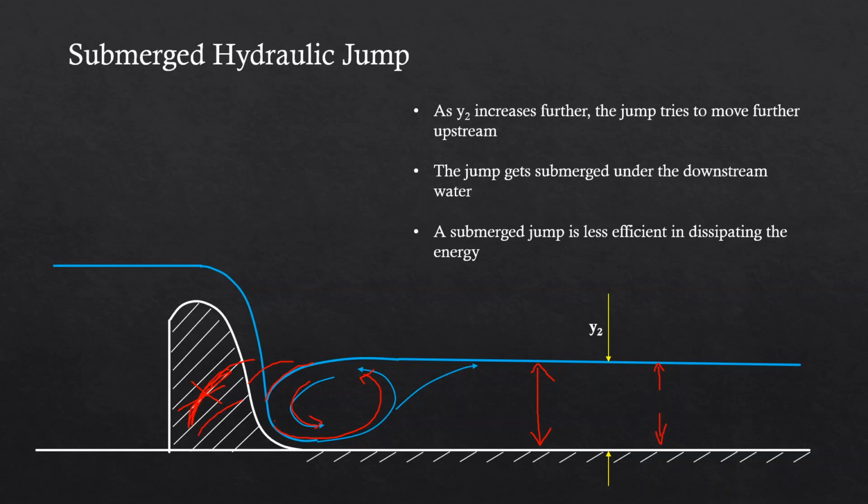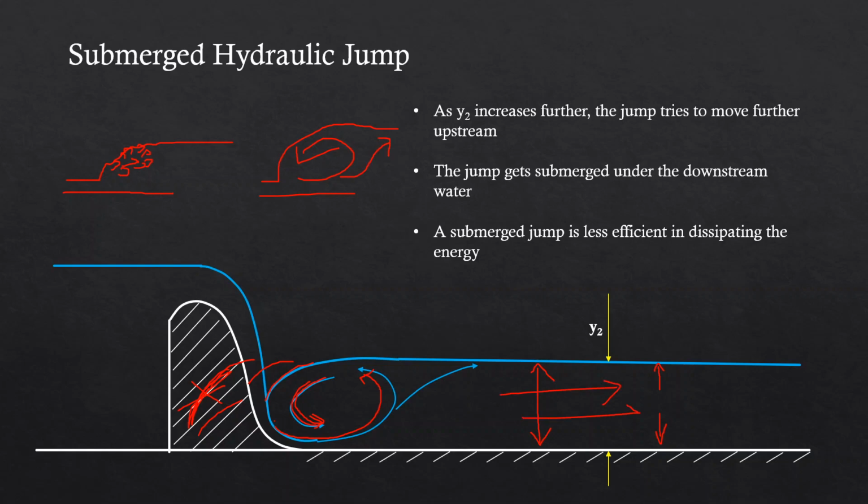So here the jump is submerged underwater, so the required amount of turbulence cannot happen and this kind of large eddies will form. The problem with these large eddies, large rolling currents, is that this is not very efficient in dissipating the energy. If there are small eddies, those eddies will be affected by friction and they will lose their kinetic energy to the atmosphere through friction. But if it's a very large eddy, then it will not be affected by friction that much and this energy will be preserved and that energy will be carried to the downstream.